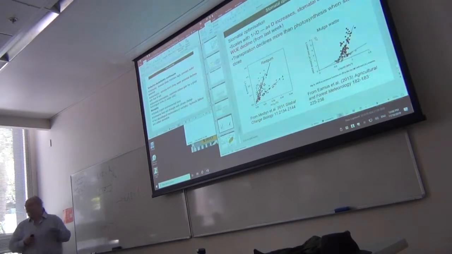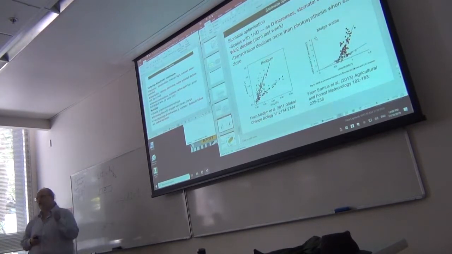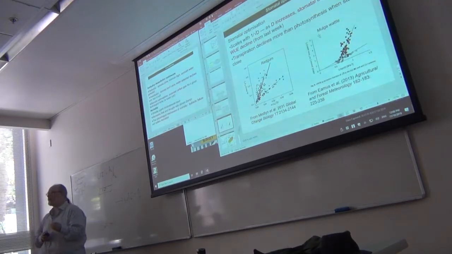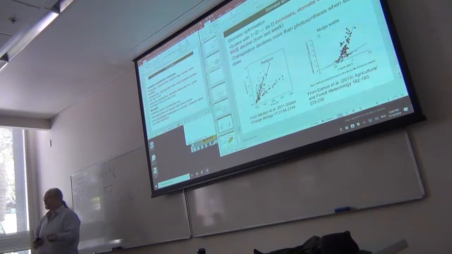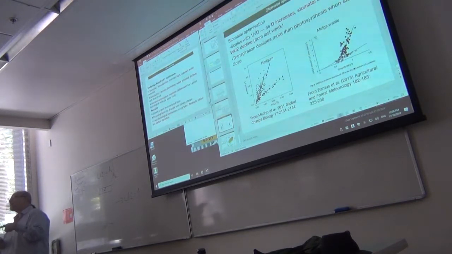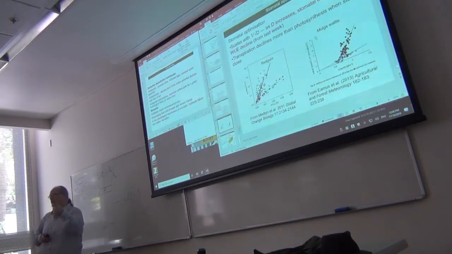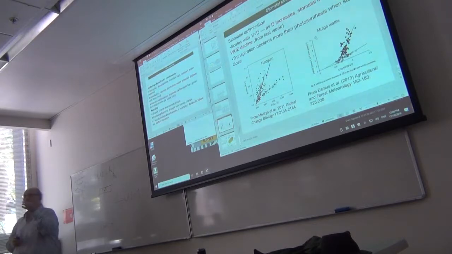And this also brings us to stomatal optimization. So remember, I've been talking about water use efficiency and how as stress increases, water use efficiency goes up, because as stomata close, the transpiration declines faster than the photosynthesis.